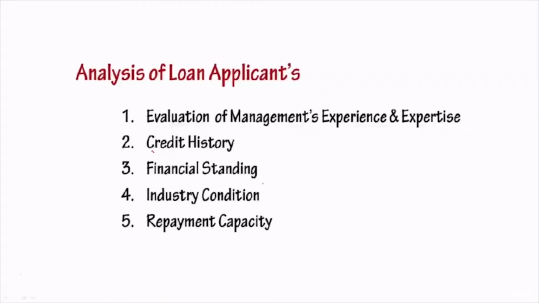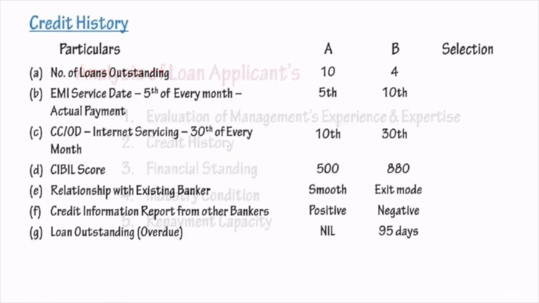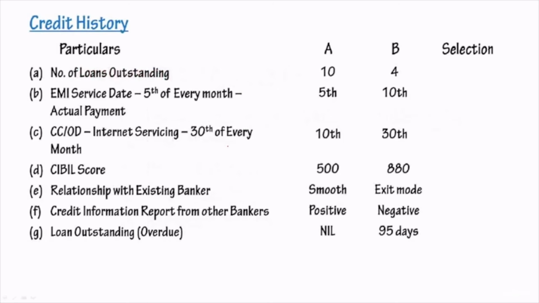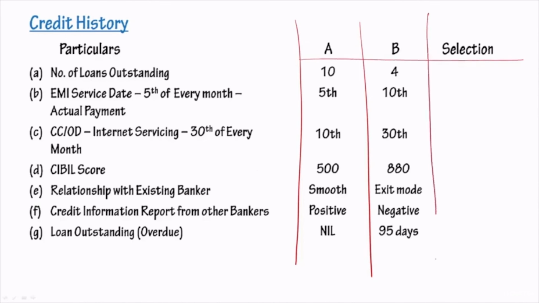Let us move on to the second aspect in credit analysis process, that is credit history. The bankers are going to analyze the credit history of the customer, and how they are going to do it I'm going to explain through simple examples. Let's see. So again, I have categorized various scenarios by having two customers, A and B, and see in which customer the banker will have more comfort.